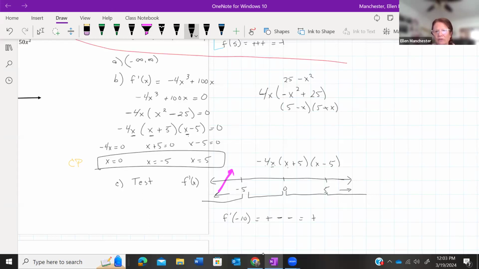All right, so this is new. We have a third X that we have to test. Okay, now I'm going to test between negative 5 and 0. I'll go negative 1. Just again, randomly, I could have done negative 4, negative 3, doesn't matter. Okay, so negative 4 times negative 1 is positive. Negative 1 plus 5 is positive. Negative 1 minus 5 is negative. So that makes that whole thing negative.